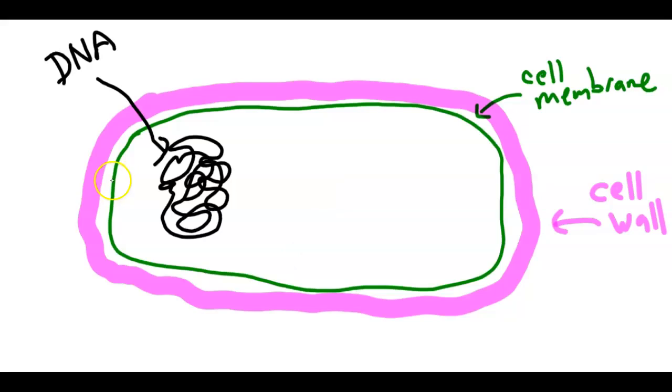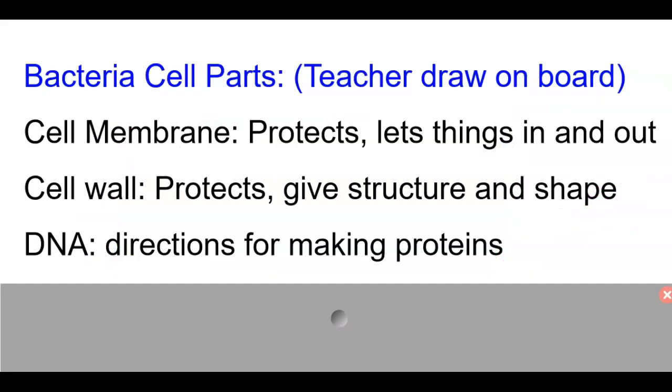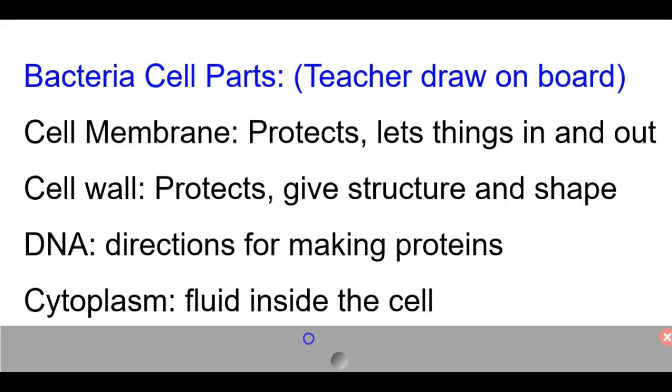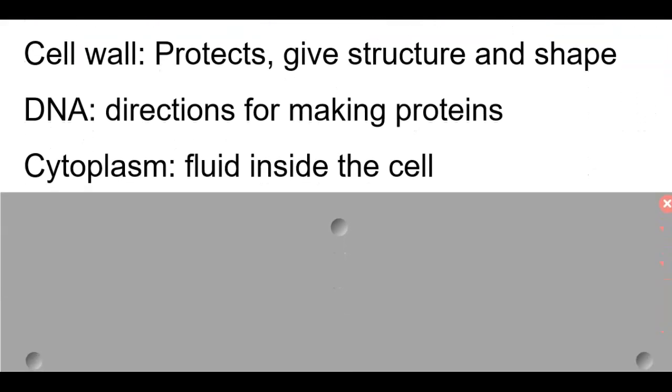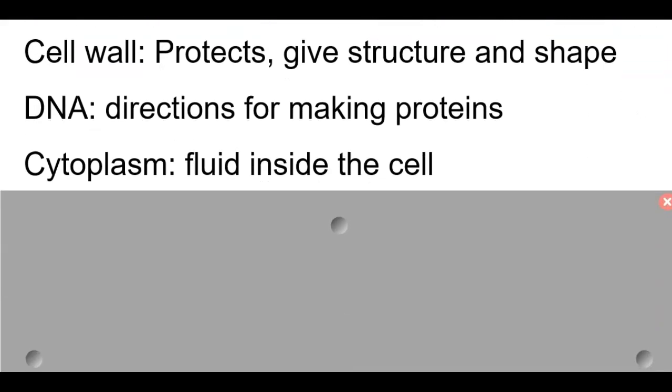It just floats around wherever it goes. Okay, so cell membrane is on the inside, cell wall's on the outside. DNA looks like a big pile of string in the middle. Then we have cytoplasm. And cytoplasm is like the fluid. You might think of it as like a gel, like hair gel, inside the cell. So cytoplasm, fluid inside the cell.